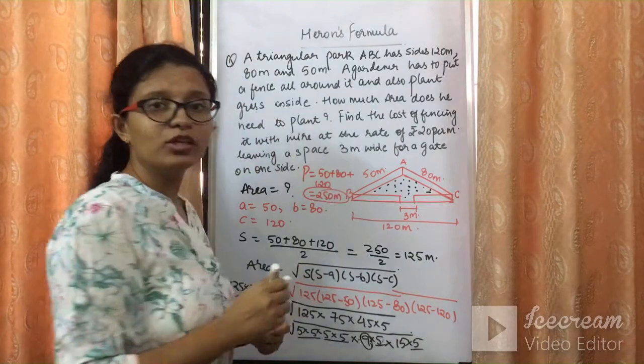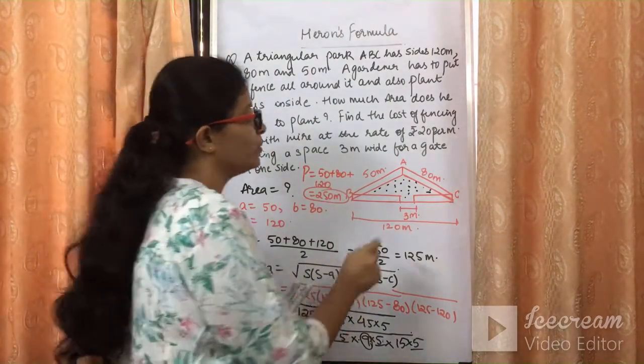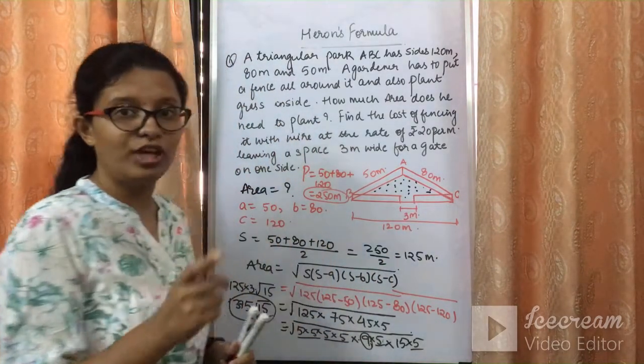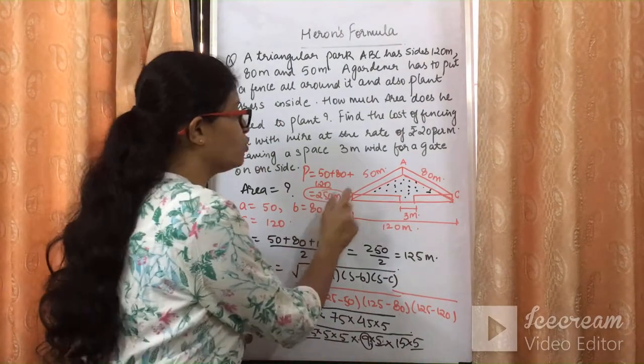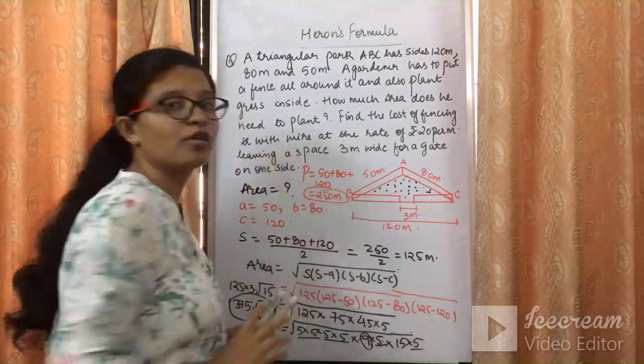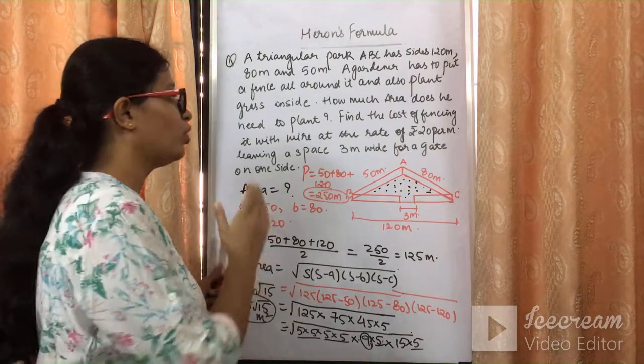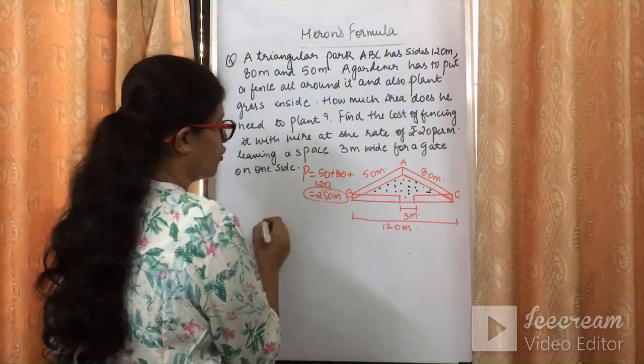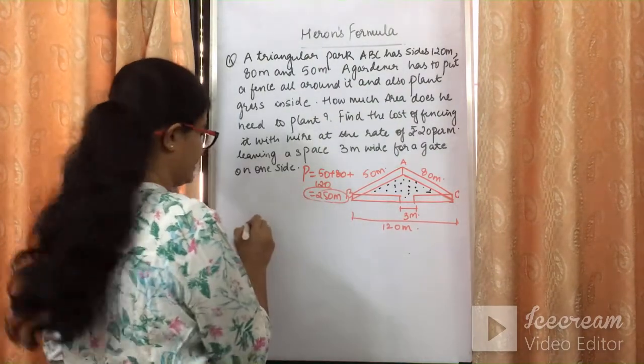The perimeter comes out to be 250 meters, and it is being given that we need to leave the gap of 3 meter for the gate. So we need to have a fencing leaving 3 meters from 250 meters. So let's find out what will be the cost. Let's have a look over here. So perimeter needs to be fenced.